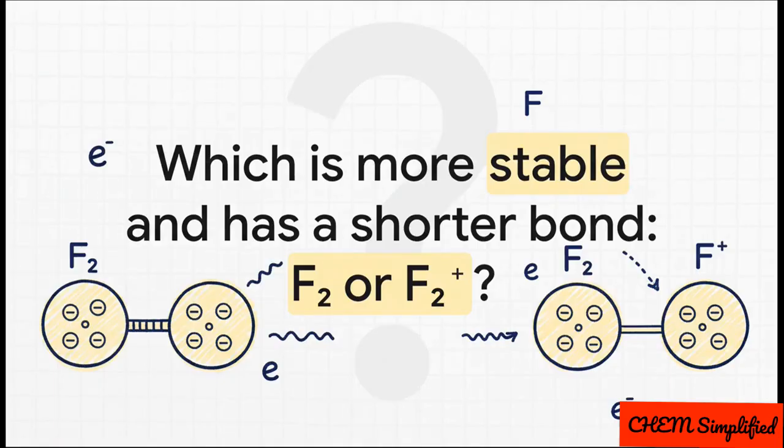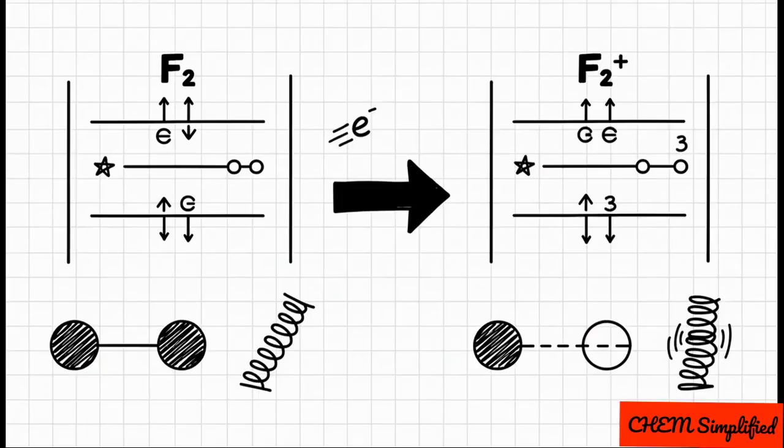Okay, next round. Same deal, but with fluorine this time. We take F2, zap it, and make F2+. Stronger or weaker? Go on. Take a second, check your MO diagram, and think about where that electron is coming from. This one's a bit of a trick question.